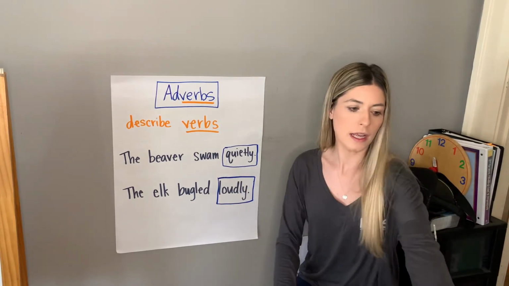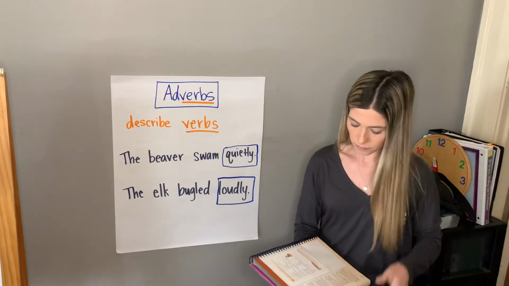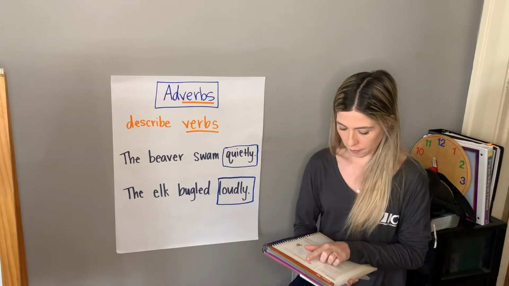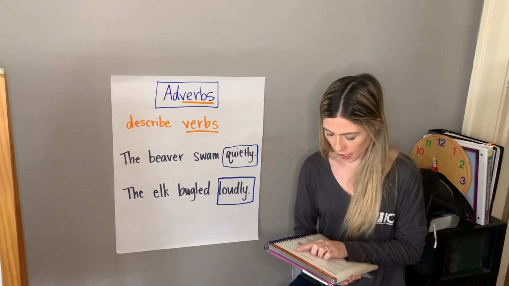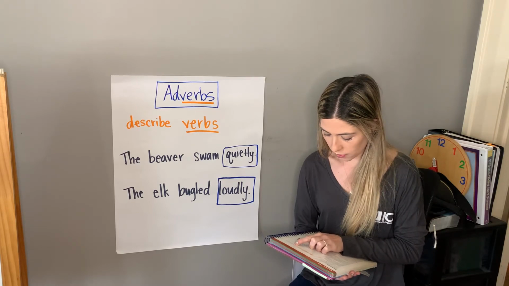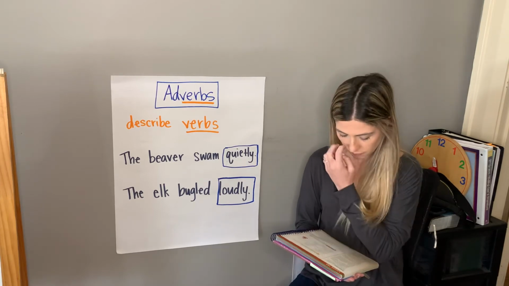Now let's take a look at our worksheet for today, page 281. At the top is a reminder of what an adverb is. An adverb is a word that describes a verb. When I saw the spider on my foot, I yelled loudly. How did I yell? Loudly.